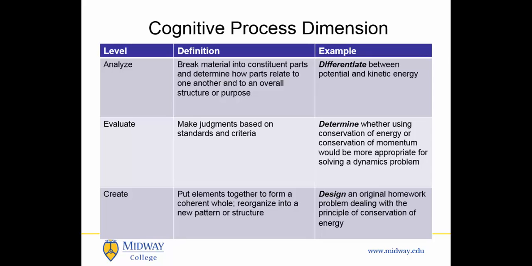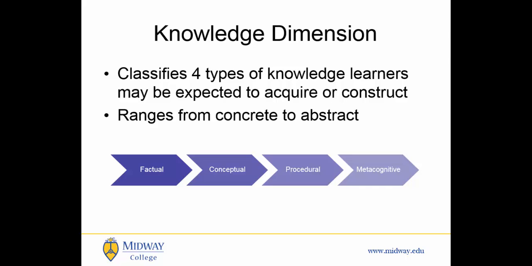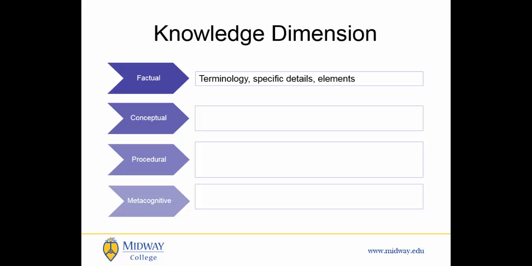It is very important to consider the levels of cognitive process dimension when composing your outcomes and objectives. The verbs used to denote the levels are ultimately what is used to determine the appropriate activities, assignments, and assessments in course design. As mentioned previously, Bloom's revised taxonomy included structural modifications, which included the addition of the knowledge dimension. The revised taxonomy classified 4 types of knowledge learners may be expected to acquire or construct, ranging from concrete to abstract. Factual knowledge includes terminology, specific details, and elements.